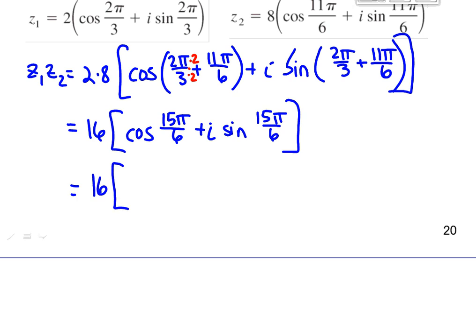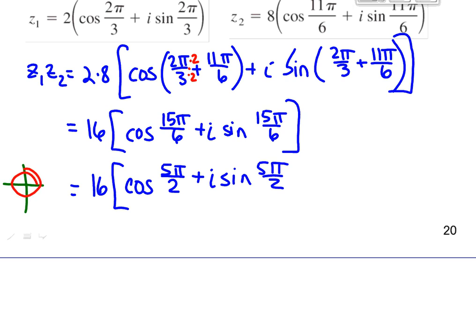Then I'm going to reduce that. 3 goes into each of those. So that'll be cosine 15 divided by 3 is 5, pi over 6 divided by 3 is 2, plus I sine 5 pi over 2. Here's my coordinate axis. I have 5 pi over 2. If I think about counting around, this is 1, 2, 3, 4, 5 pi over 2, which puts me right there. If I call that point 0, 1, that's cosine comma sine.